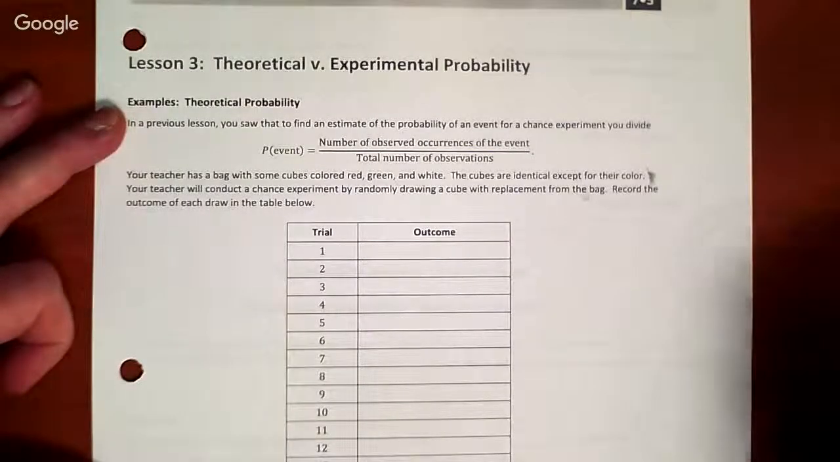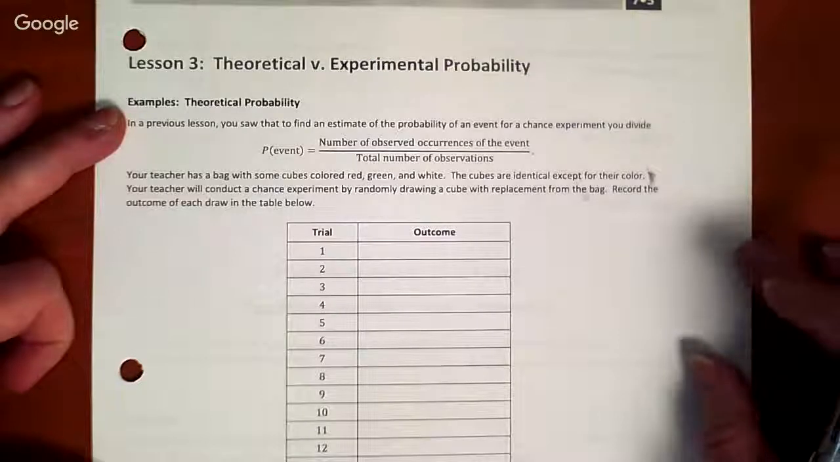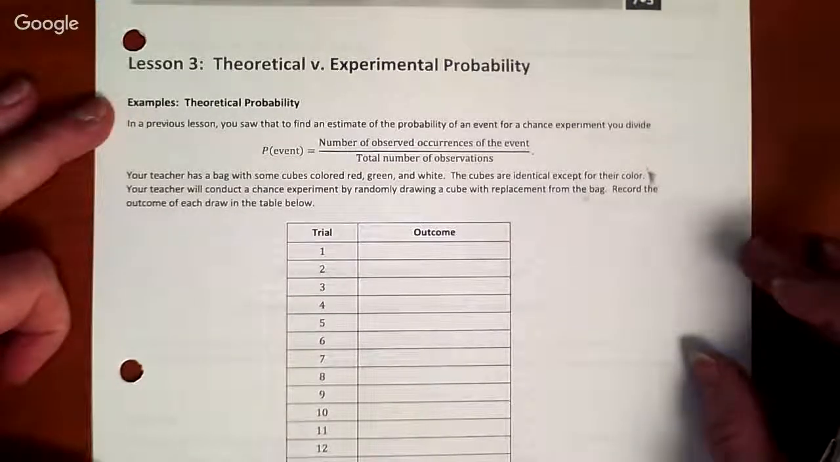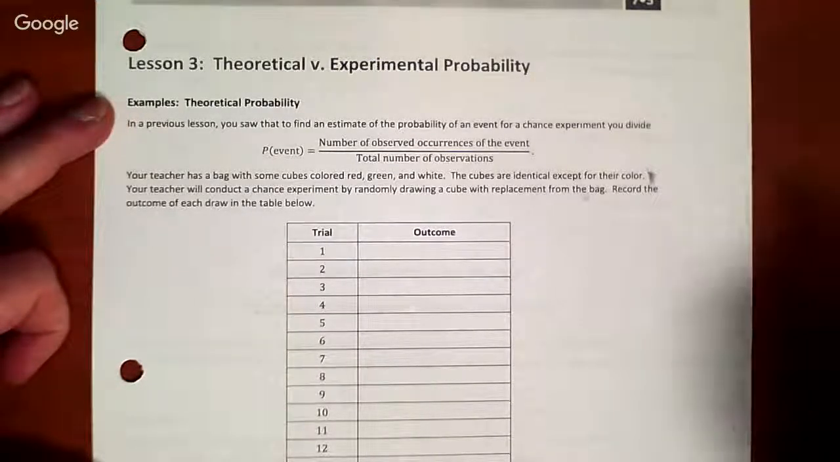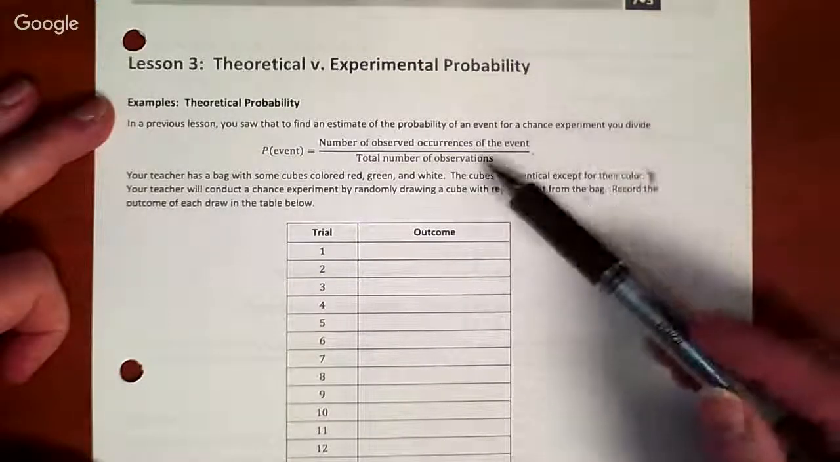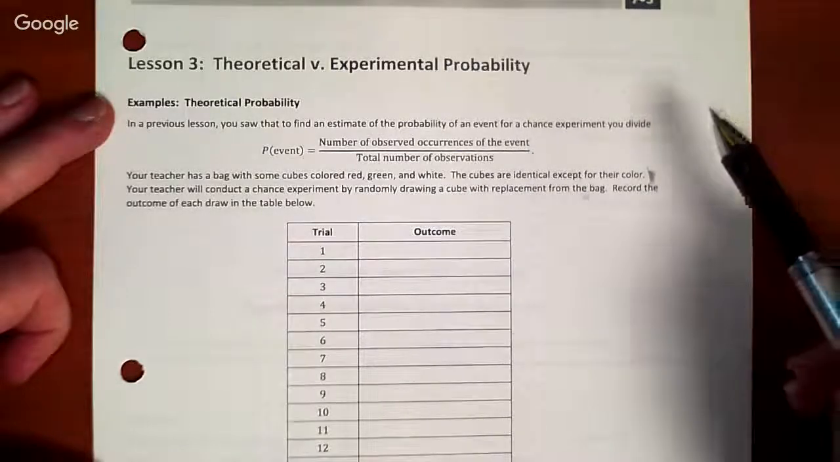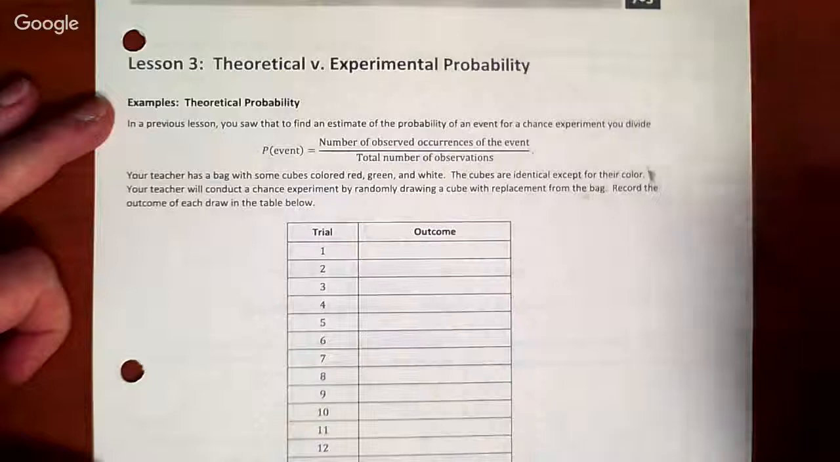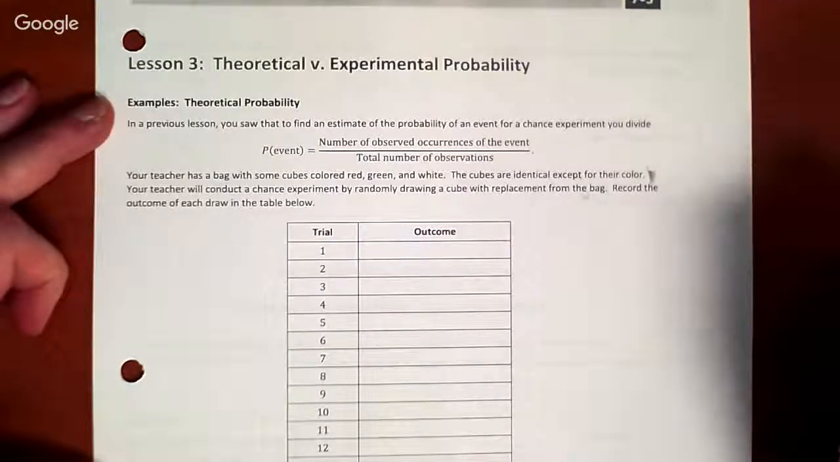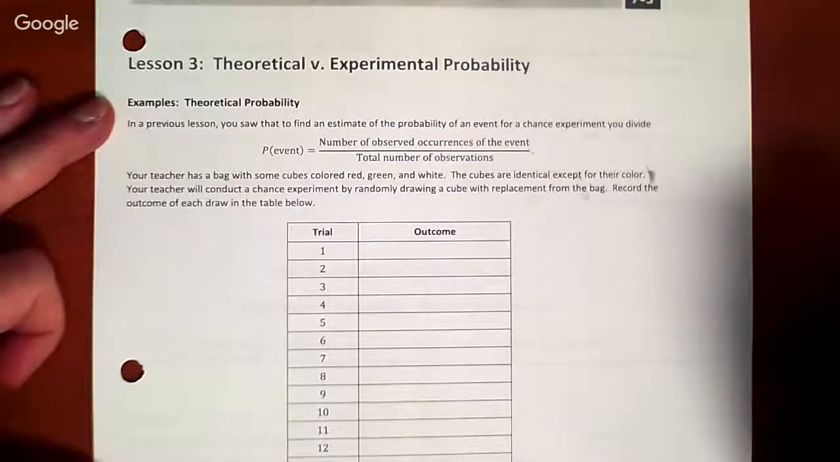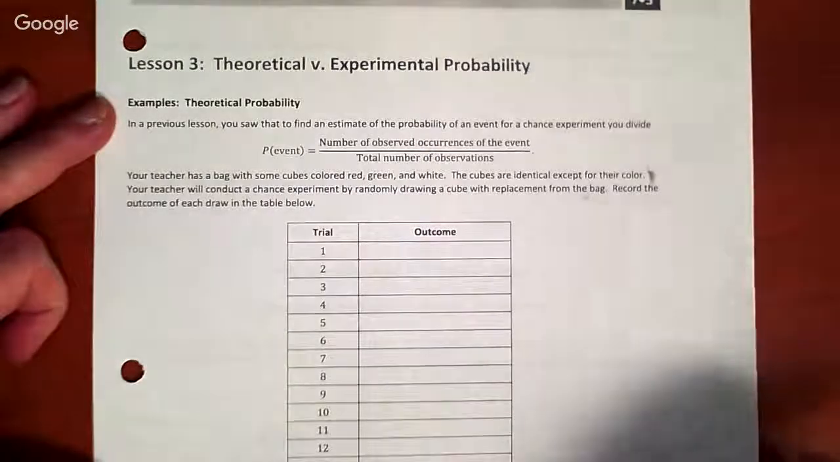All right, this is lesson 3, theoretical versus experimental probability. In the previous lesson, you saw that to find an estimate of the probability of an event for a chance experiment, you divide, or you set it up as a fraction. I have a bag with some cubes colored red, green, and white. The cubes are identical except for the color, and I will conduct a chance experiment by randomly drawing a cube with replacement from the bag. I'm going to record the outcome of each draw in the table below.